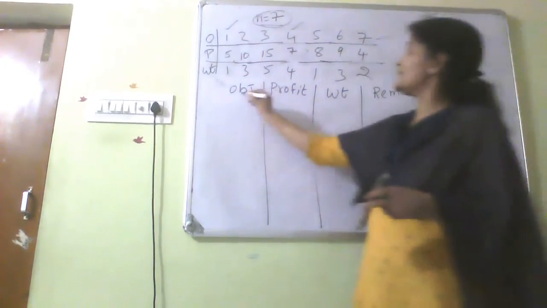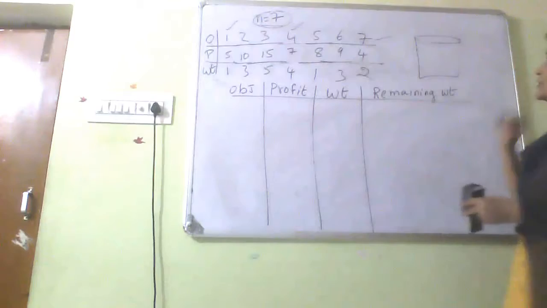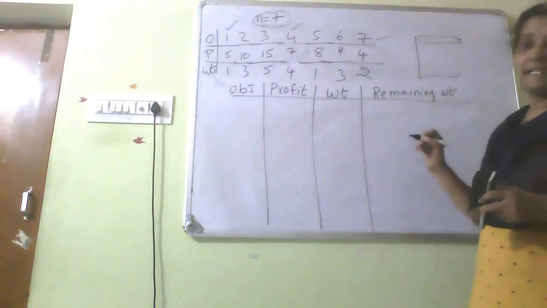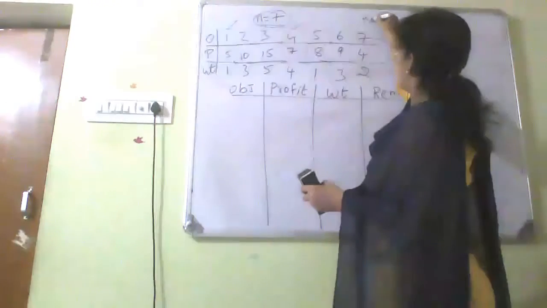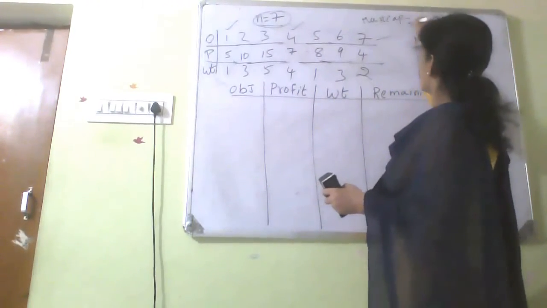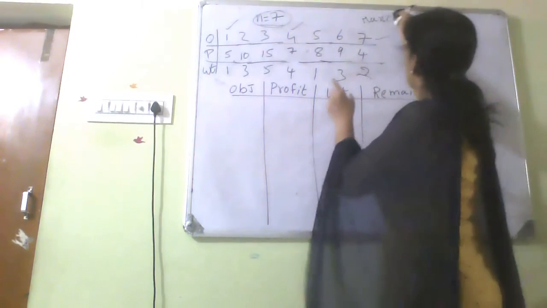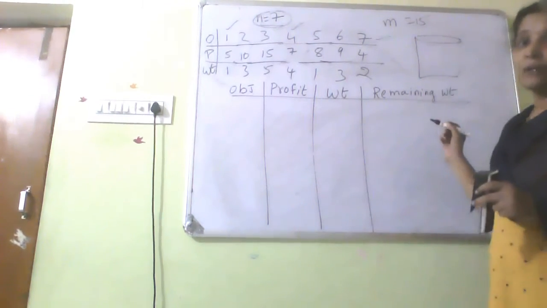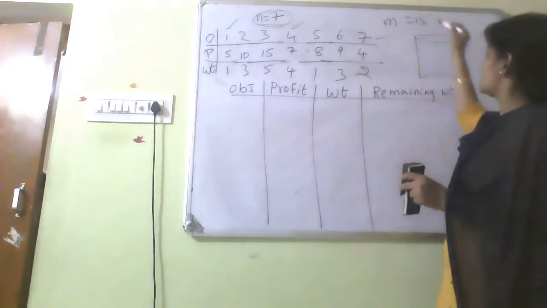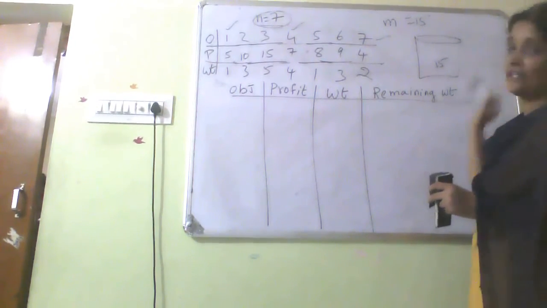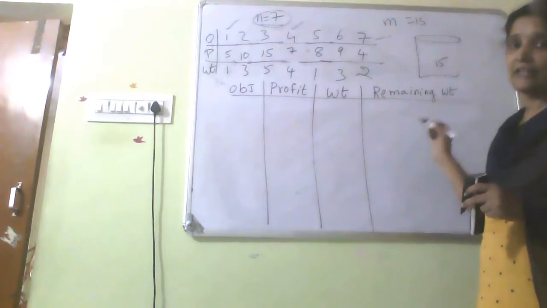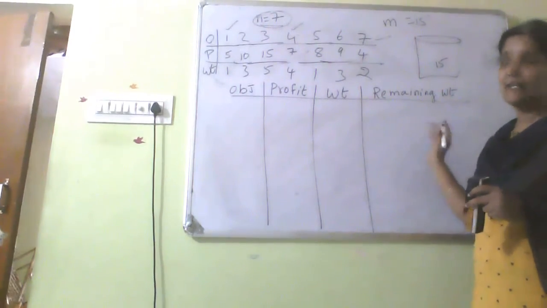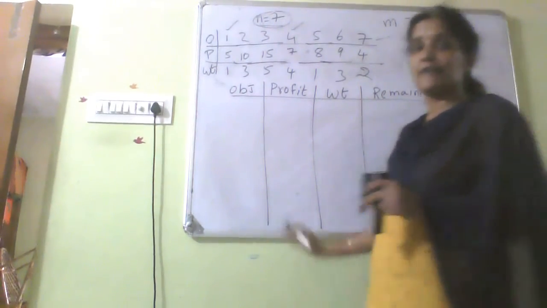It is given that the maximum capacity of the bag is 15. So we can take the maximum capacity as M, M equal to 15. The meaning is the maximum capacity of the bag is 15. It should not exceed 15; it should be less than or equal to 15. That is the condition we have here.